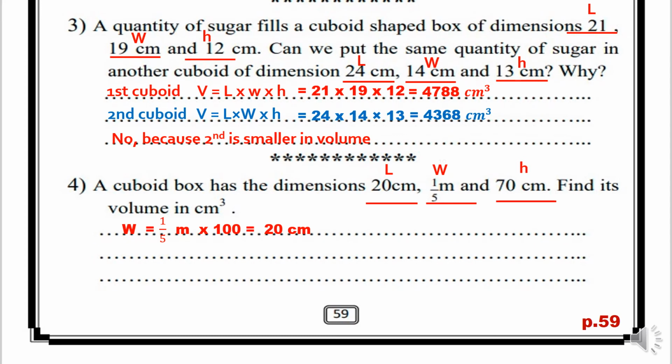So I can now get the volume of the cuboid, which is equal to length times width times height, equals 20 times 20. Now the width is equal to 20 after converting it into centimeter, times 70, equals 28,000 centimeter cube.